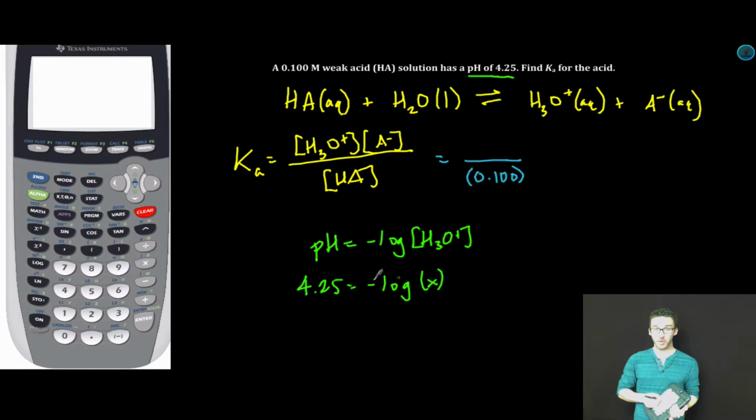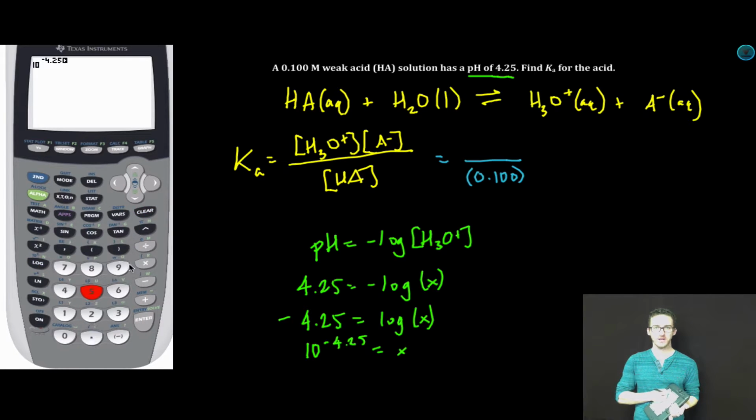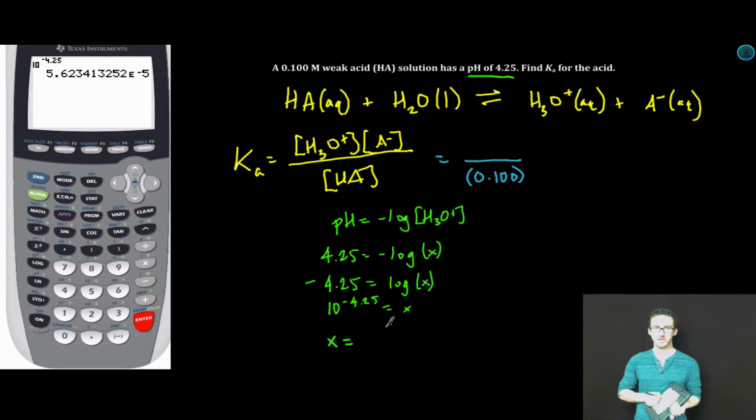concentration. Remember, first I'm going to divide each side by -1 for -4.25 is equal to log of x. Then we're going to go exponential on this thing. It's going to be 10 to the negative 4.25 equals x. Jump to my calculator. Second, log -4.25, answer. X equals 5.6 times 10 to the -5 molar. Again, that's my hydronium ion concentration.